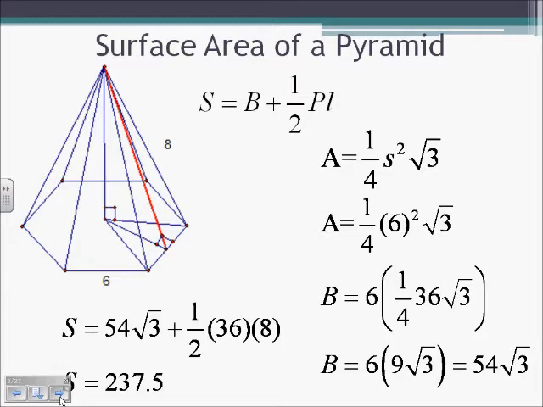So we know the surface area is going to be our base area, 54 square roots of 3, plus 1/2 the perimeter. We know the perimeter of our base is just that distance around the outside, so we have 6 for each side. We have 6 sides, that's where we get our 36, times our slant height, which we're given to be 8. When we multiply those out and add them together, we're going to get our surface area of approximately 237.5.